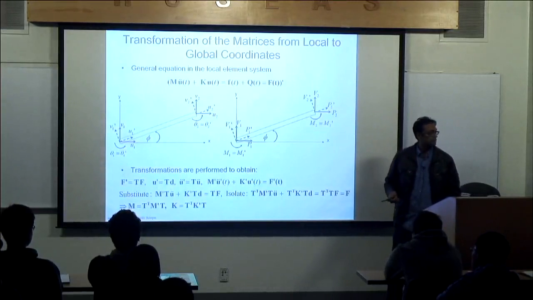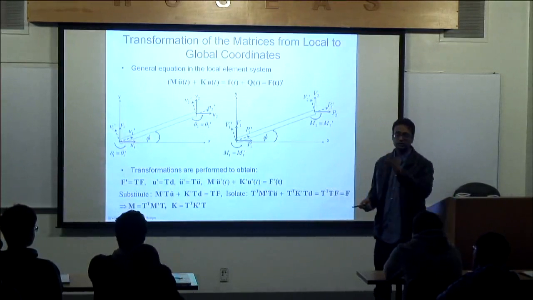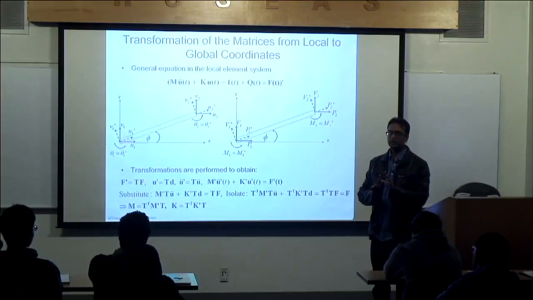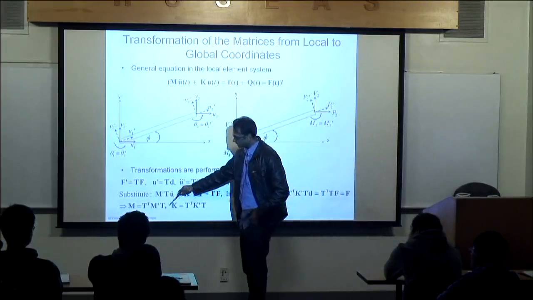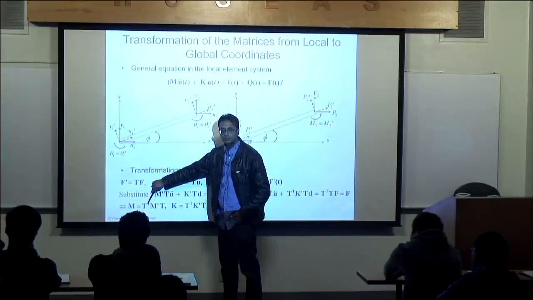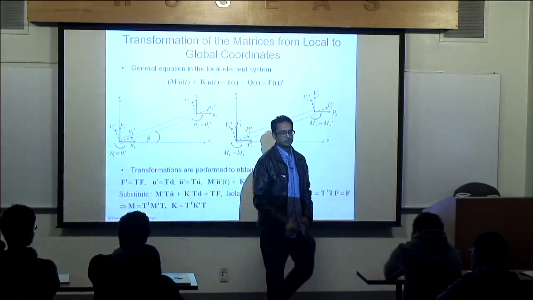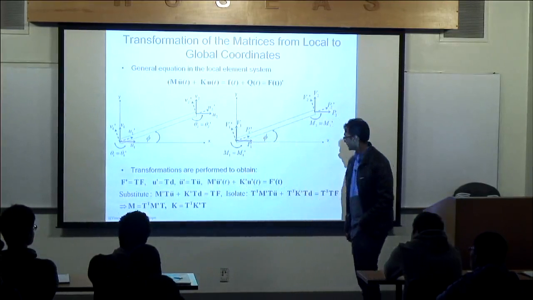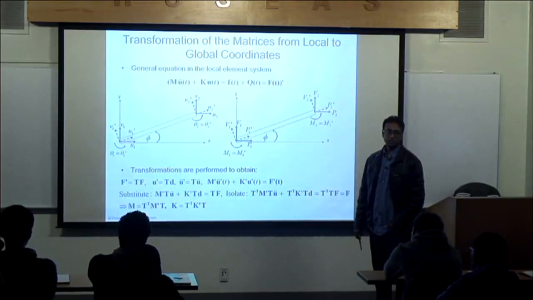How do I deal with a beam at some other orientation? It's not different from anything we've done before. The only difference is that your mass matrix is going to be transformed with the transformation matrix transpose times the mass matrix times the transformation matrix. That's all you have to do. Everything else is the same process. From that point on, you can just solve the equations of motion.